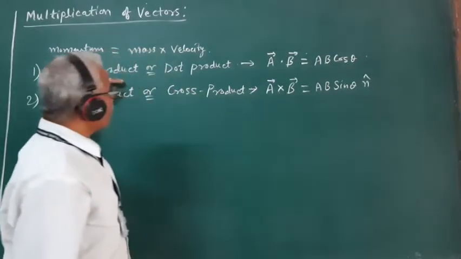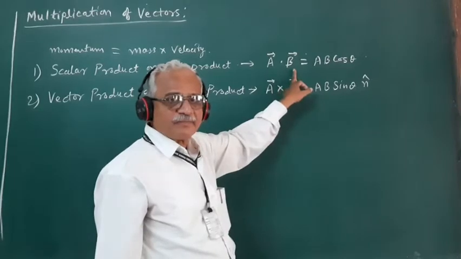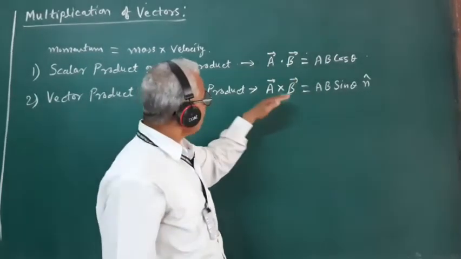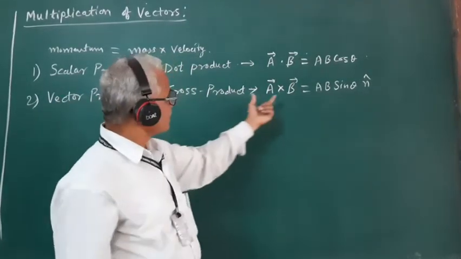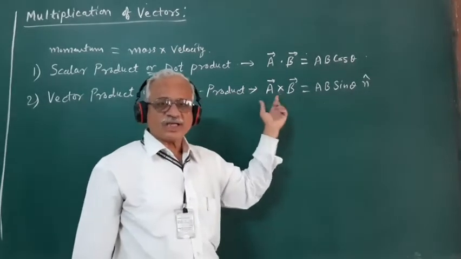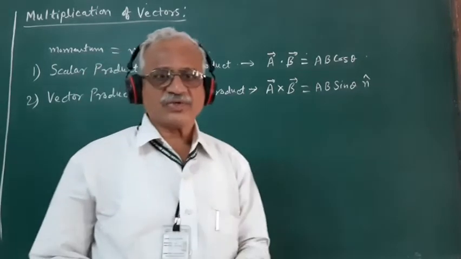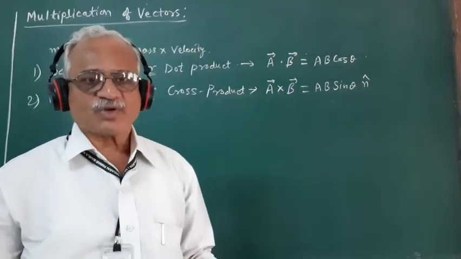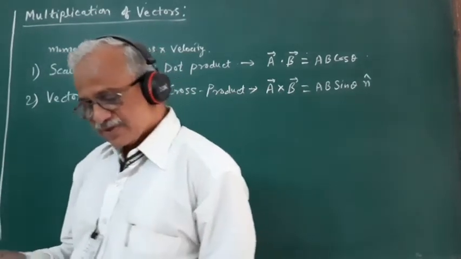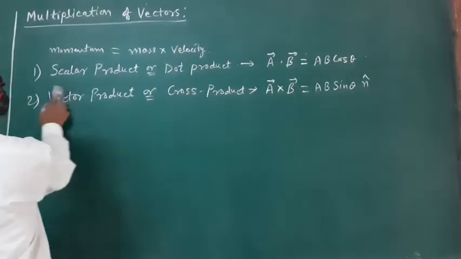Since the scalar product of the two vectors is represented as A bar dot B bar, this type of product is called as the dot product, and the vector product of two vectors is denoted as A bar cross B bar, so it is called as cross product. So next we shall see both these types of products of the two vectors one by one. So let us first discuss the scalar product or the dot product of two vectors.